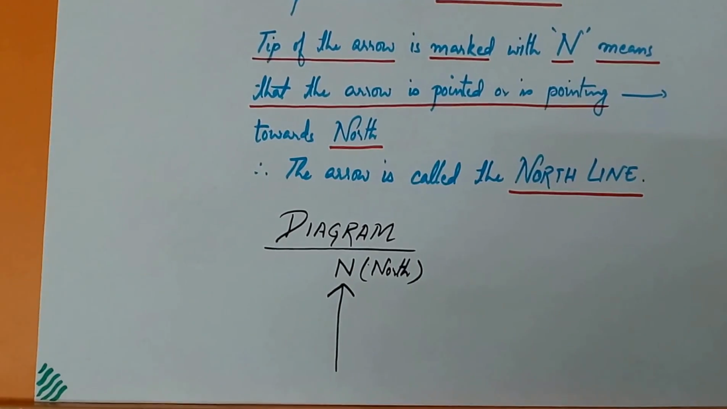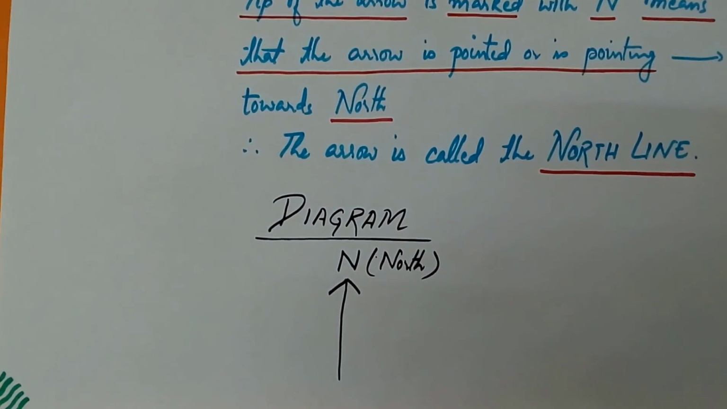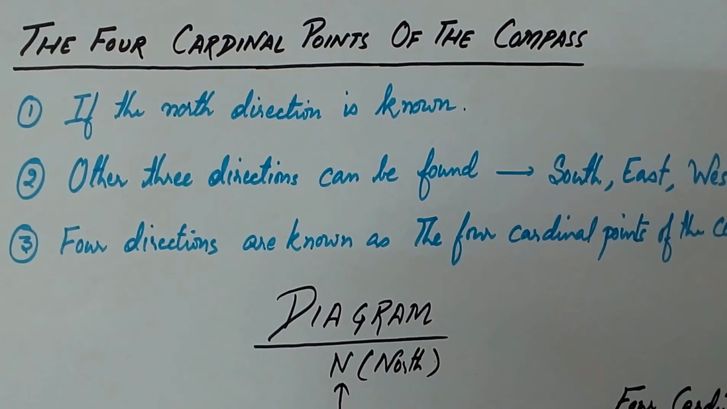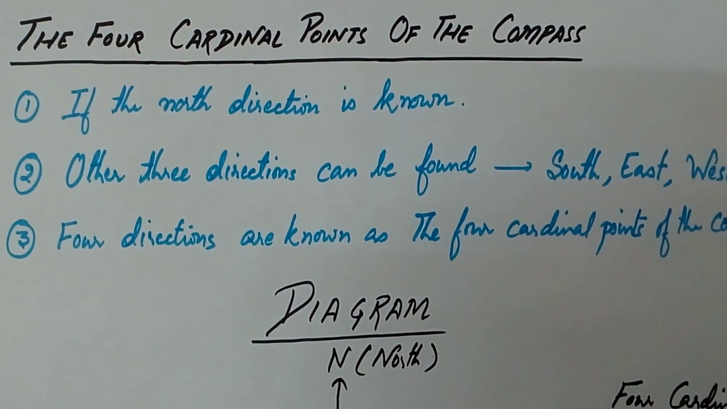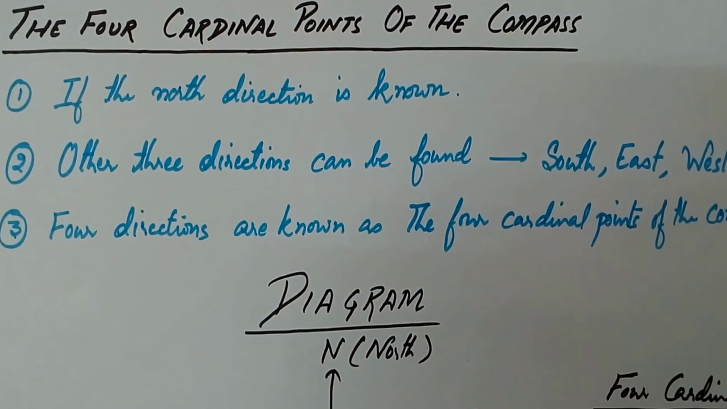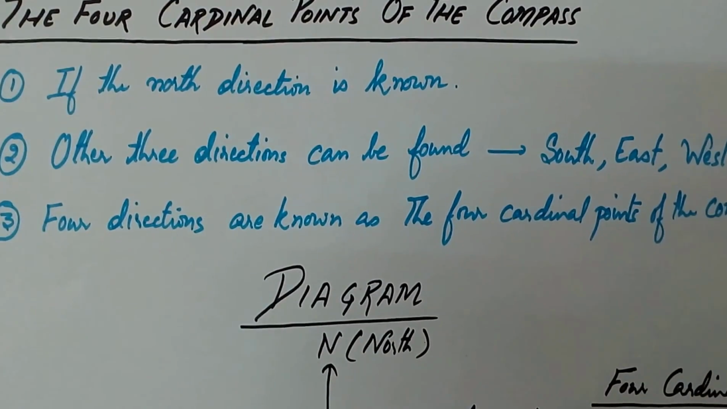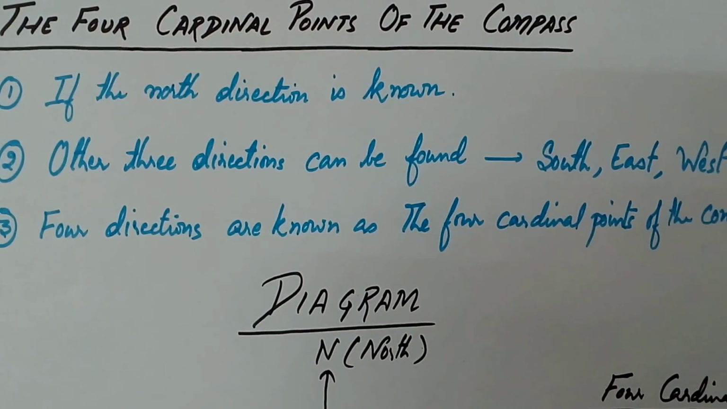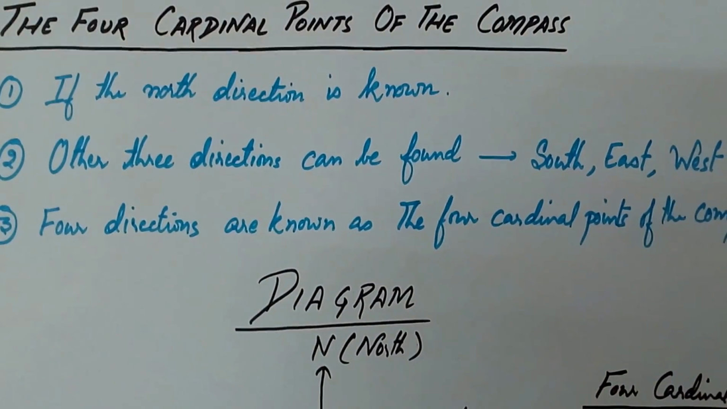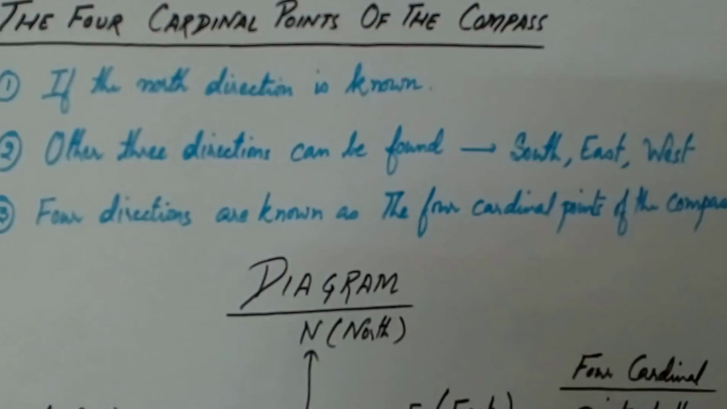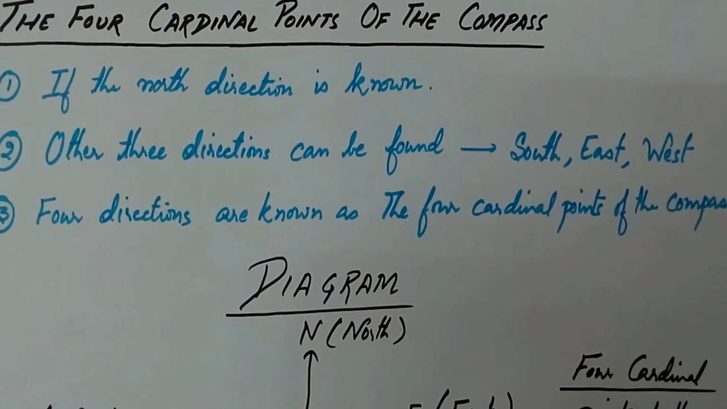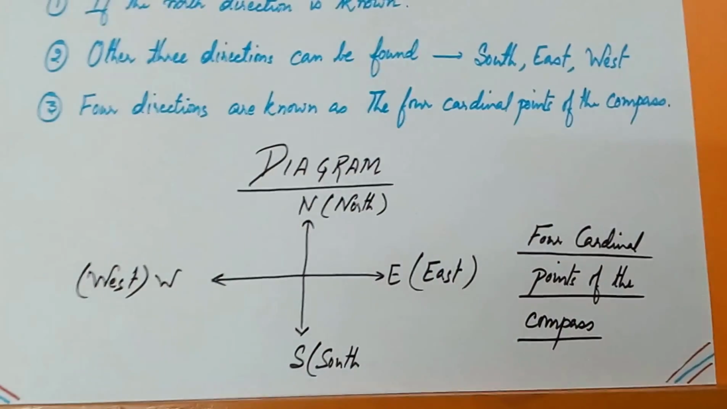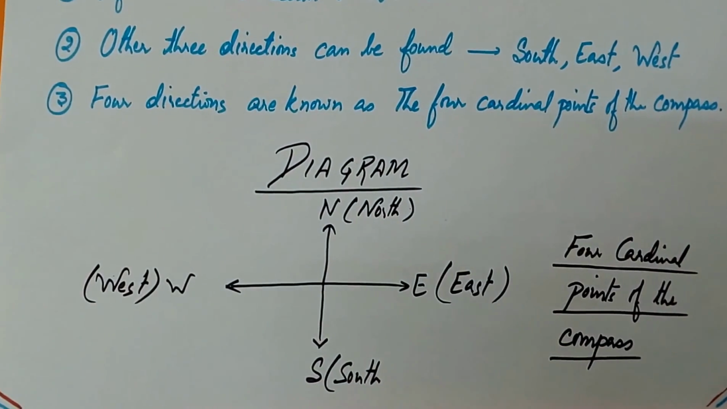The diagram of the north line is like this. The four cardinal points of the compass: when the north direction is known through the north line, the other three directions can be found, such as south, east, west. These four directions are known as the four cardinal points of the compass. The diagram is shown like this.